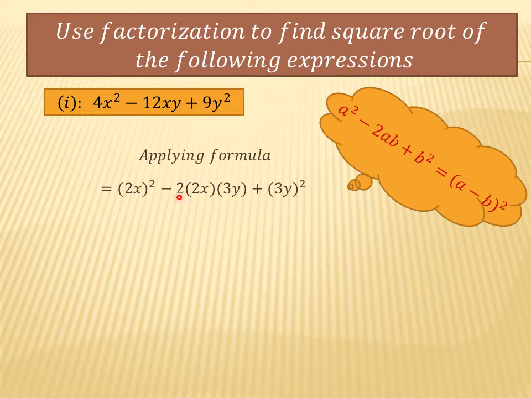Then in the center write minus 2. Then a, instead of a write what you have written in the first bracket, and instead of b write what you have written in the second bracket.